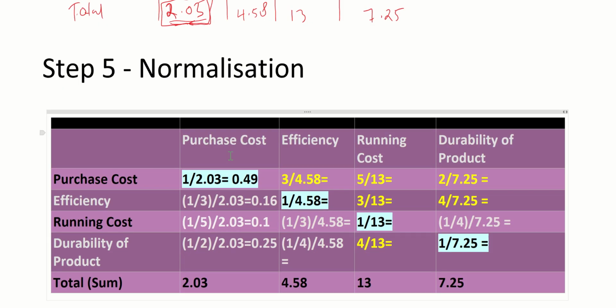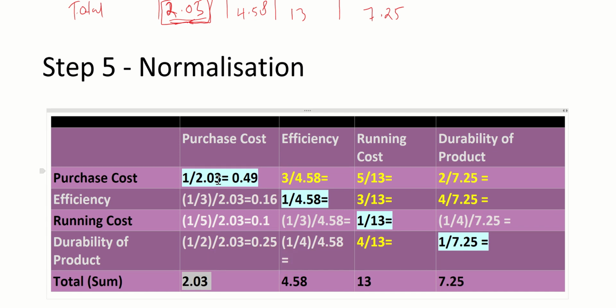And that's what I'm doing over here. So you notice that this is the total value, 2.03 for the column. That's the total value. And I'm dividing each number that I had in the matrix by that total value from the column. So for that column, it's always 2.03 that I divide with.